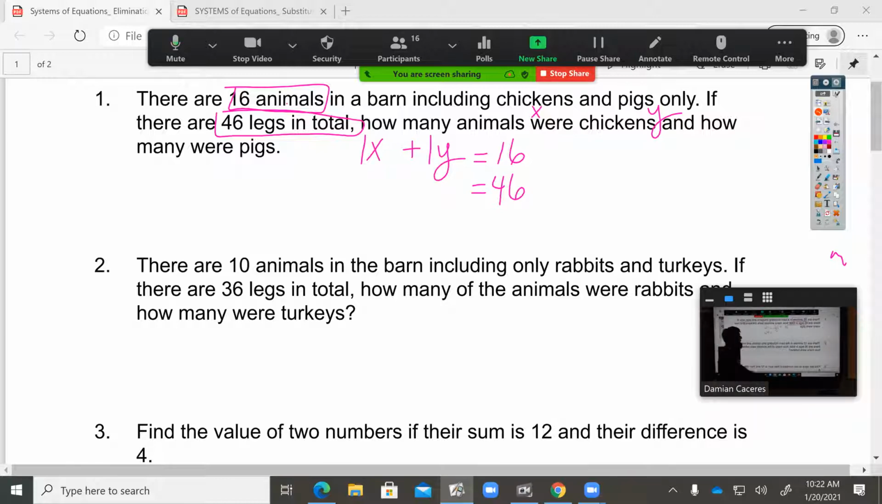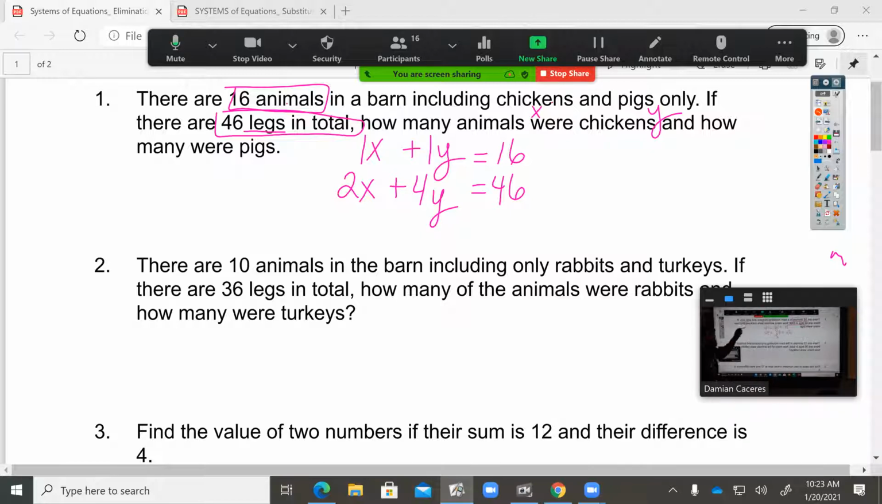Now, in the second equation, it's a leg total. So all we need to add here is the amount of legs for each animal next to the appropriate letter or variable. So here, chickens, like any birds, I had that problem last period. All birds have 2 legs. So chickens have 2 legs. We represent it with 2x. Pigs have 4 legs. We represent it with 4y. Now we have a system of equations. System of equations just means more than one equation.